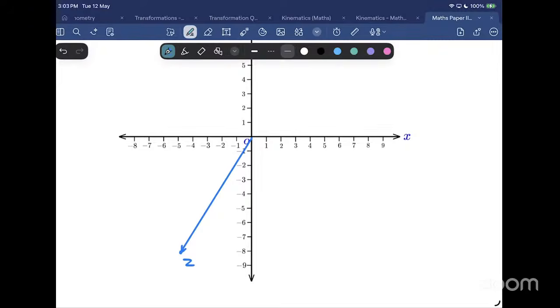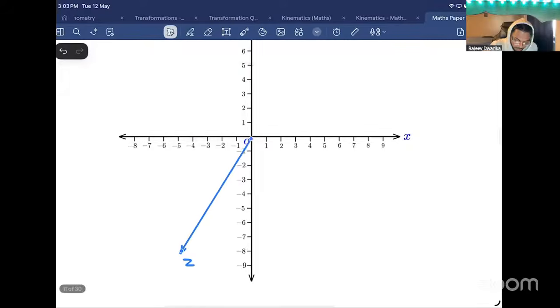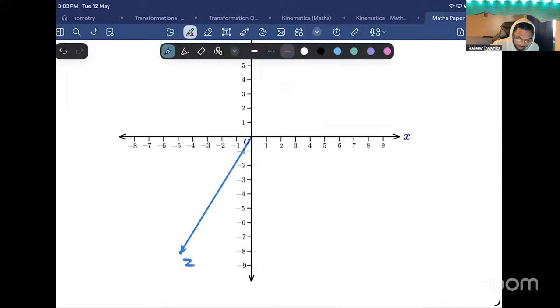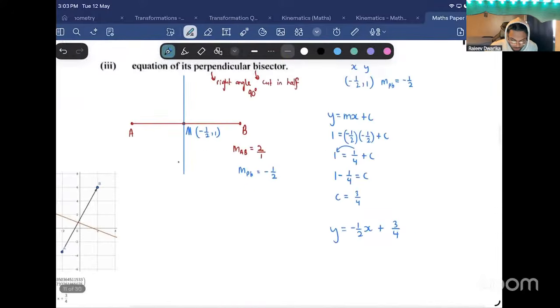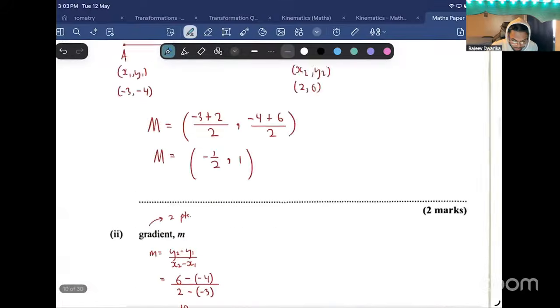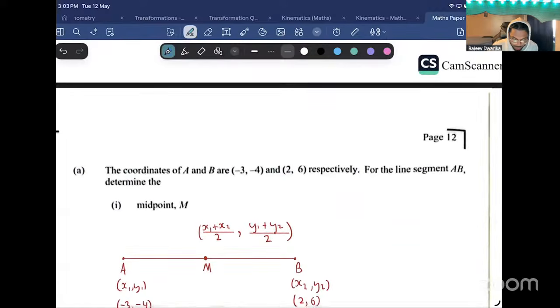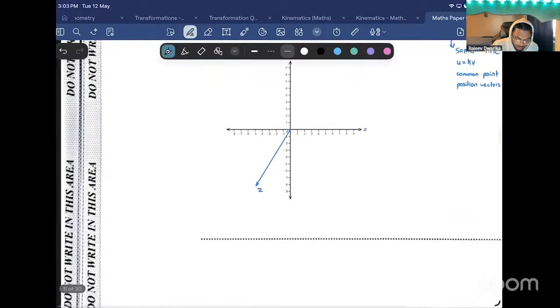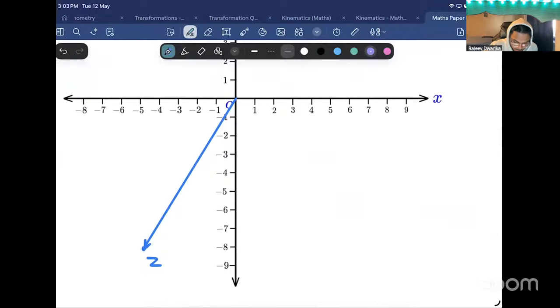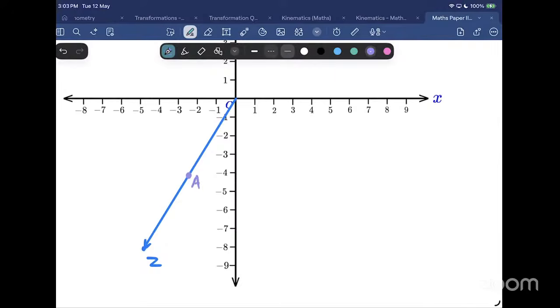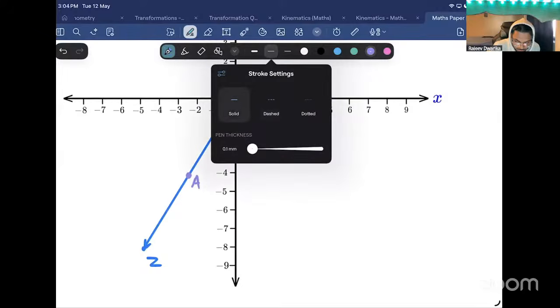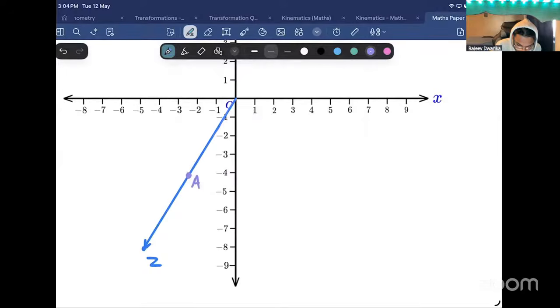Position vector, right? Yes, sir. And they want us to prove that A and B are on the same line. Okay, no problem. So what was A? A was -3, -4. Look at that earlier. Is it on the same line? Yes, sir. I just don't see how they'll figure this out. Most students would not figure this out.